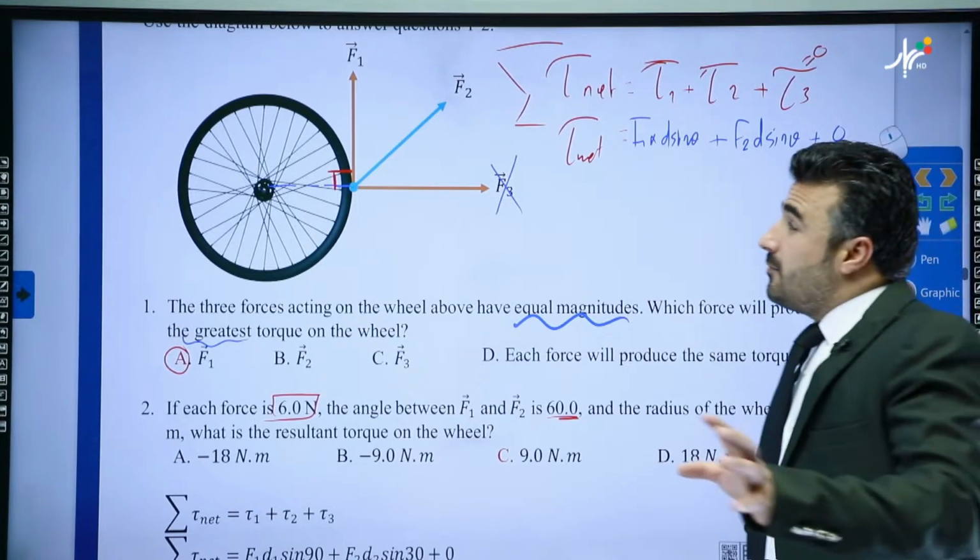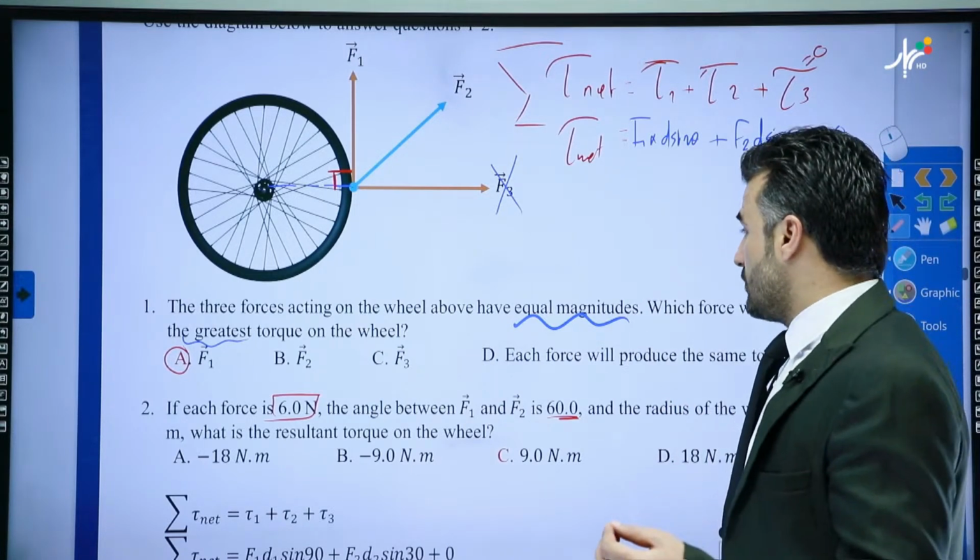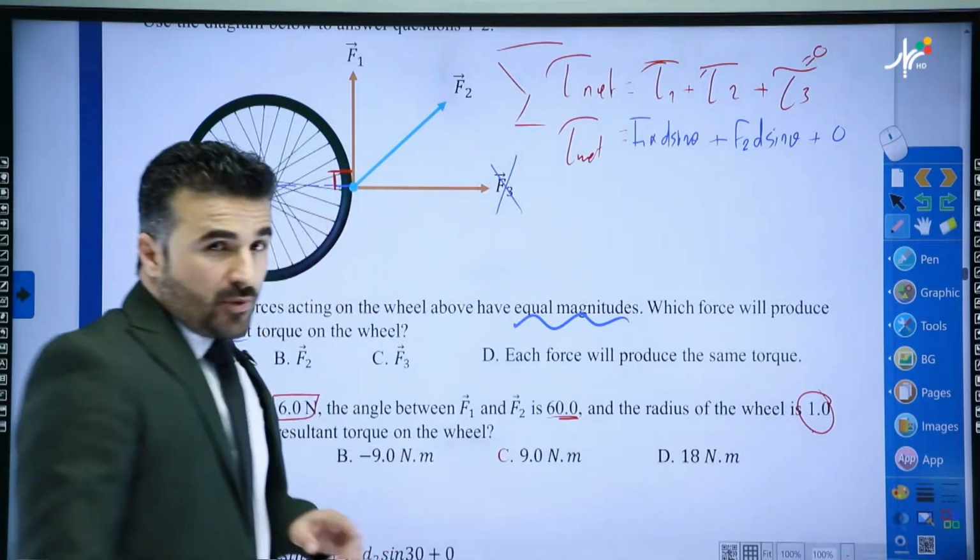There is one thing that is very important, the key idea in this question. It tells you what. So let's write the first one here.